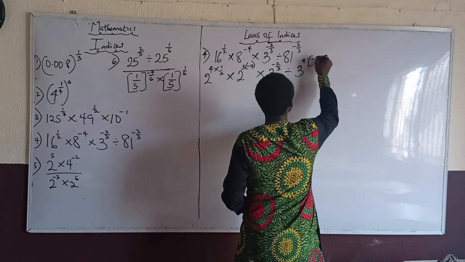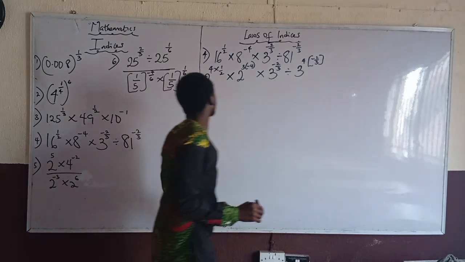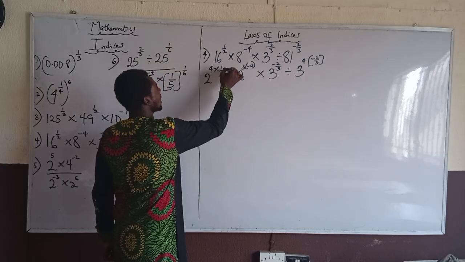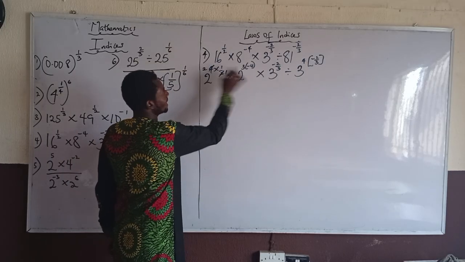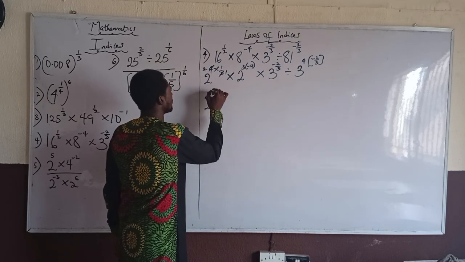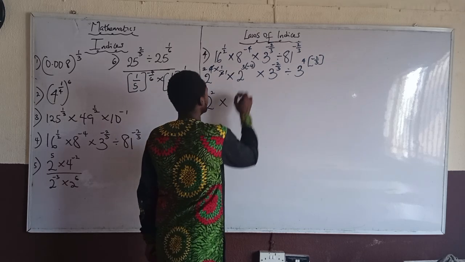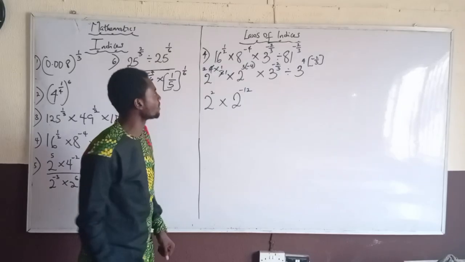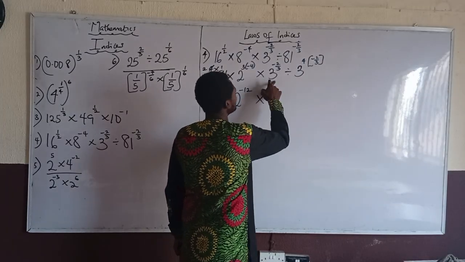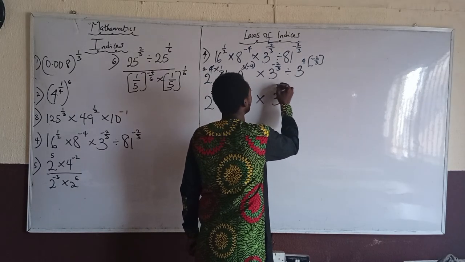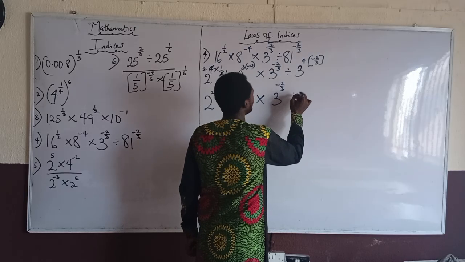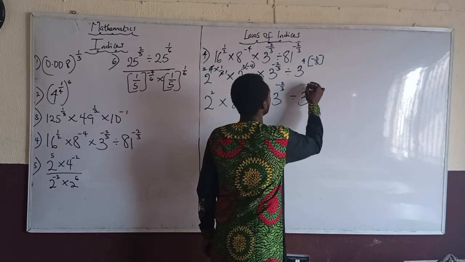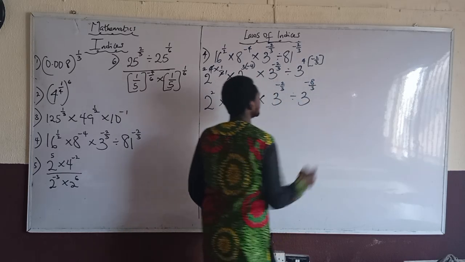And I have minus 2 over 3. Now, here I have 2 here 1, 2 here 2. 2 times 1 is 2. Here becomes 2 raised to power 2 times here 2 raised to power minus 12. 3 times minus 4 is minus 12. Then times here is 3 raised to power minus 2 over 3 divided by here is 3 raised to power minus 8 over 3.